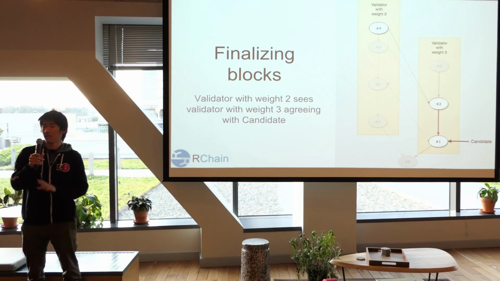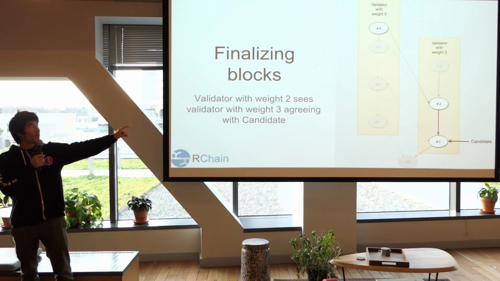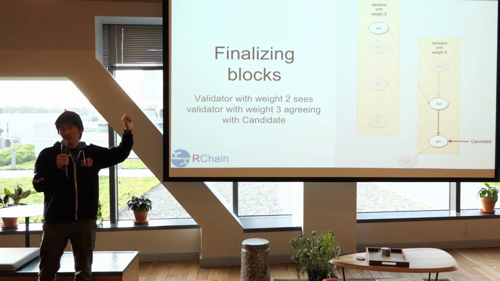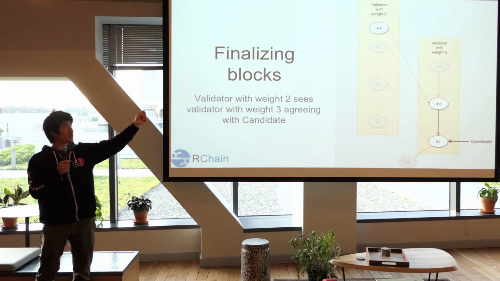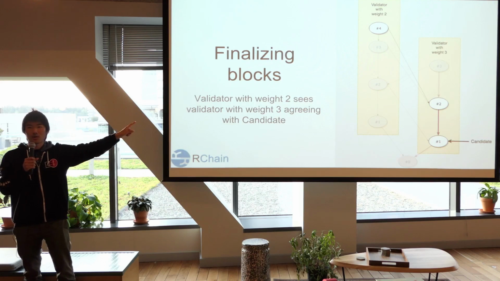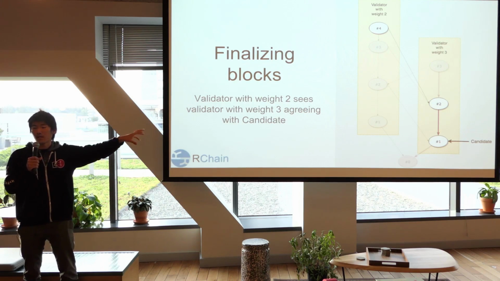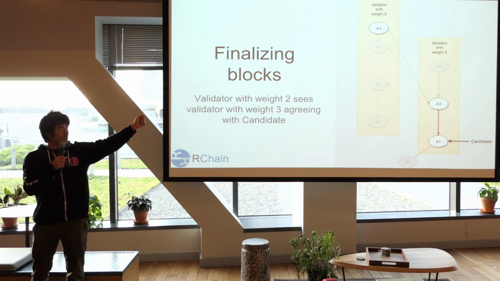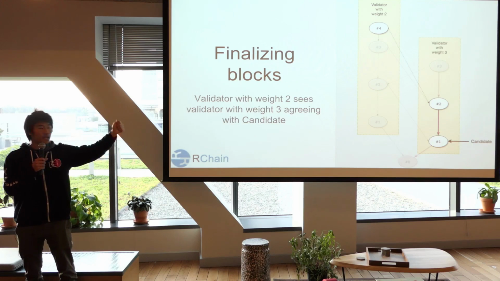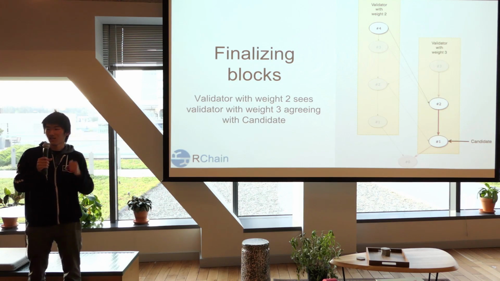The first one is whether the first validator sees the second validator agreeing with the candidate. As a reminder, the candidate is that number 1 block down there. And we do see that indeed the validator with weight 2 sees it, because if you see that justification pointer, that is what it sees as the other validator's latest block, and that latest block does contain the candidate. So that's check number 1.